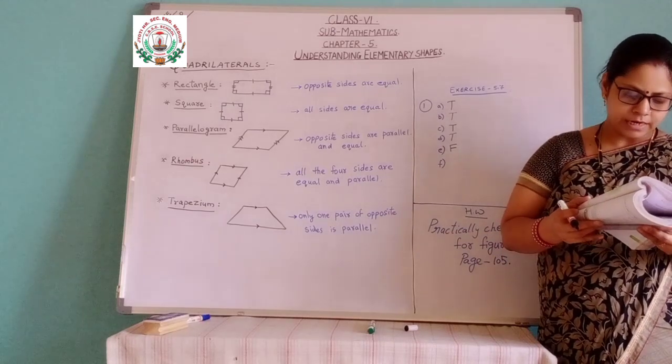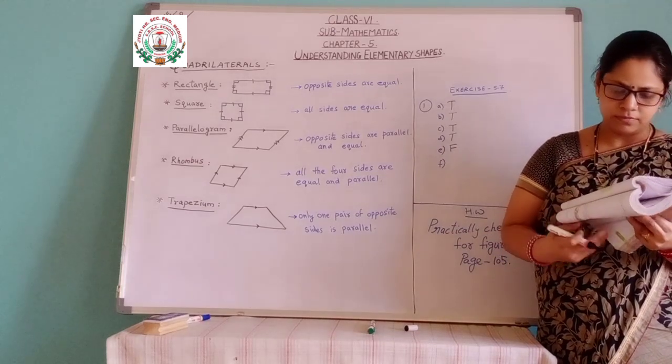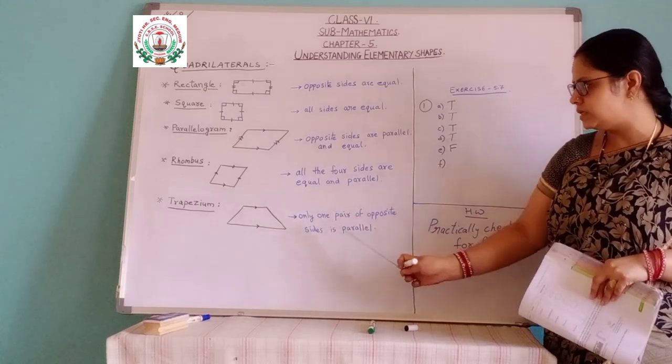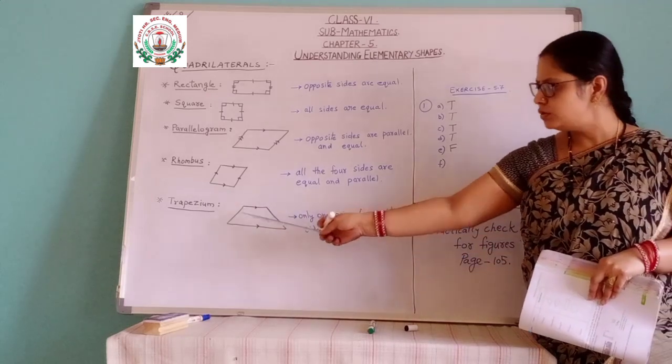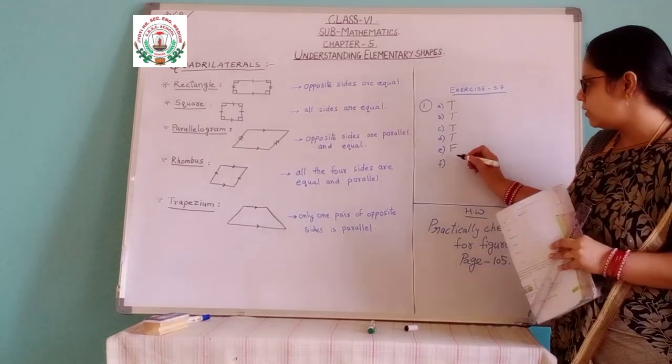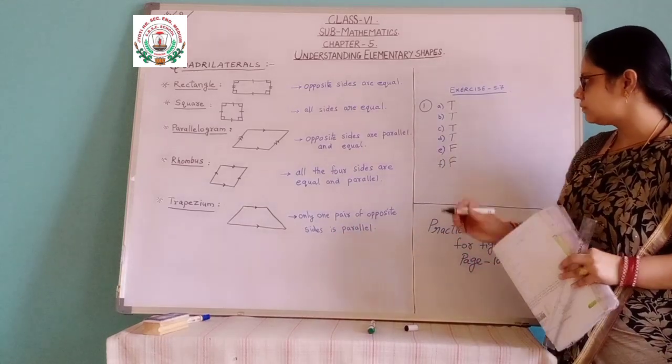The opposite sides of a trapezium are parallel. Only one pair of opposite sides is parallel. Both the pairs are not parallel. Only one pair is parallel. So it is also false.